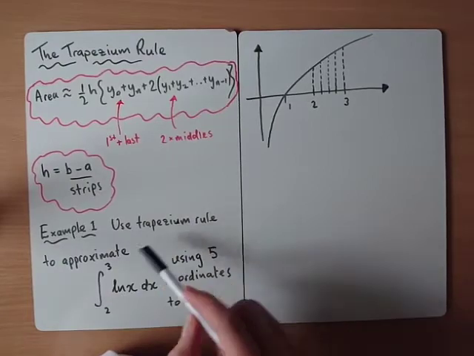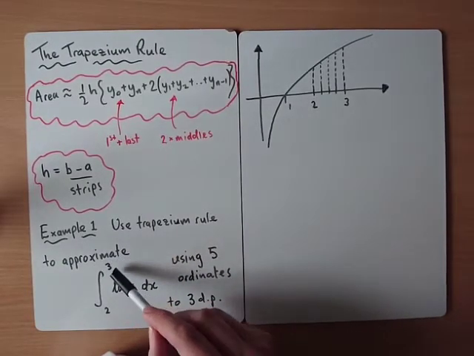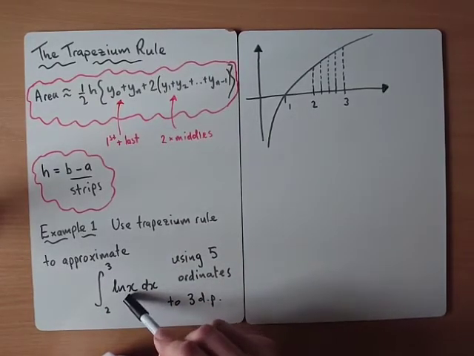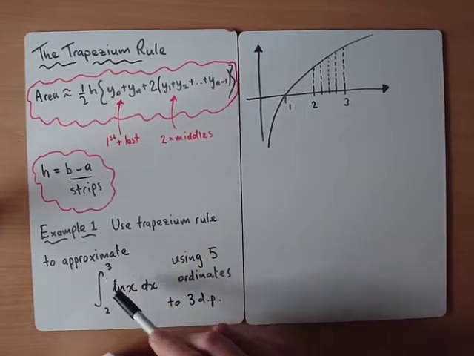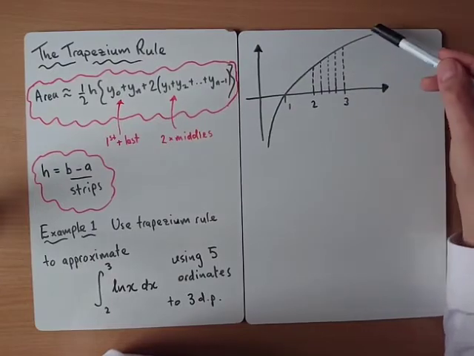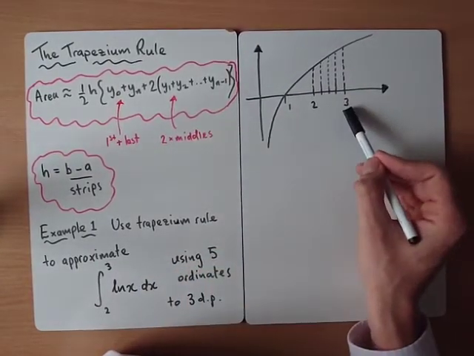So it says use the trapezium rule to approximate, on that word, we're looking out for approximation, the integral between 2 and 3 for ln of x. Do not integrate this, we want to approximate it. Okay, it tells us to use 5 ordinates. So the ln graph looks like this, just to try and visualize what's going on. We're approximating the area between 2 and 3.